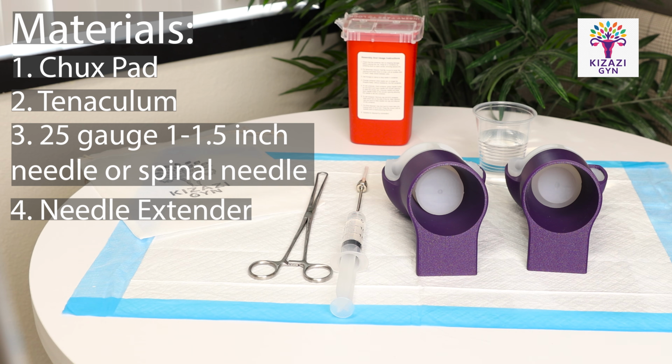Number 4, a needle extender. You'll see here that I have a needle extender attached to my syringe. I find needle extenders to be helpful for trainees when they're first learning to do paracervical blocks. Of course, if you're doing a spinal needle, you do not need a needle extender. And for this simulation model, you also don't need one, but I am including it here just to be complete.